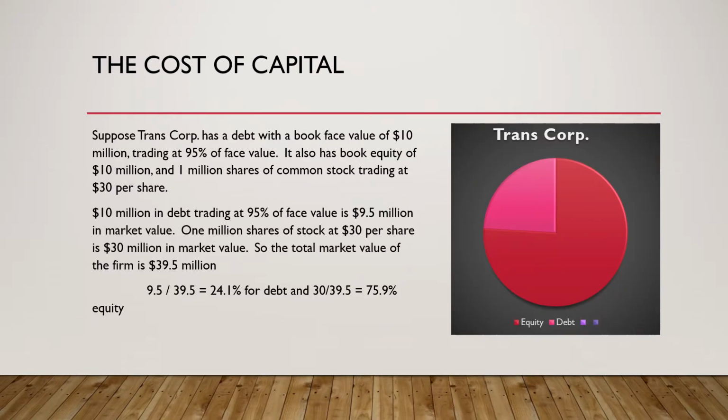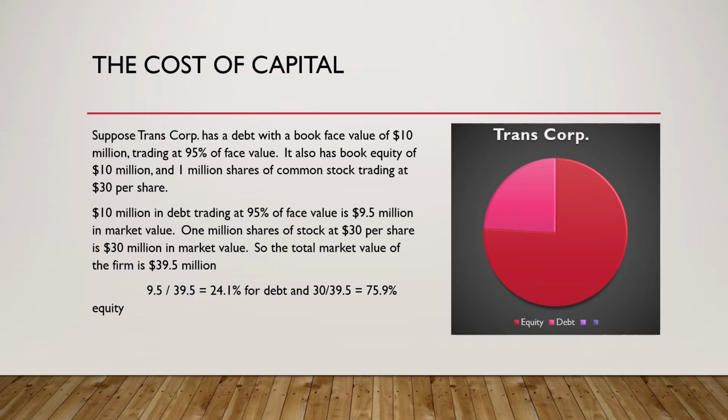So let's put this into action and suppose that TransCorp has debt with a book face value of $10 million, trading at 95% of face value. It also has book equity of $10 million and 1 million shares of common stock trading at $30 per share. So $10 million in debt trading at 95% of face value would be about $9.5 million in market value. 1 million shares of stock at $30 per share would equal $30 million in market value. Therefore, the total market value of the firm would be $39.5 million.